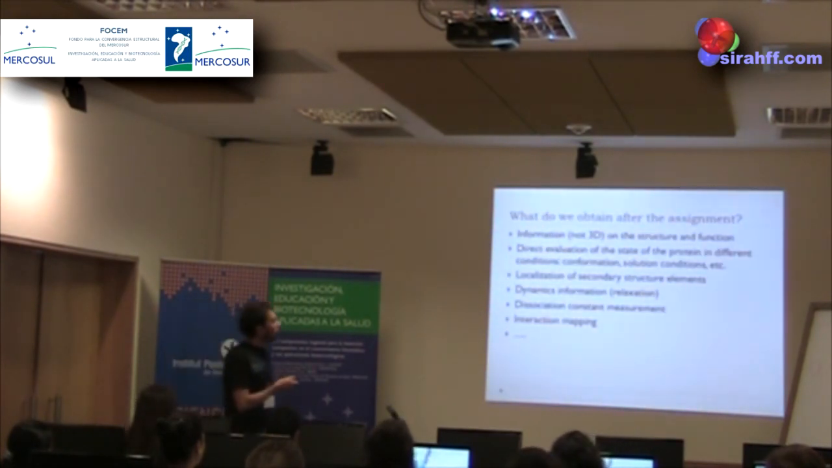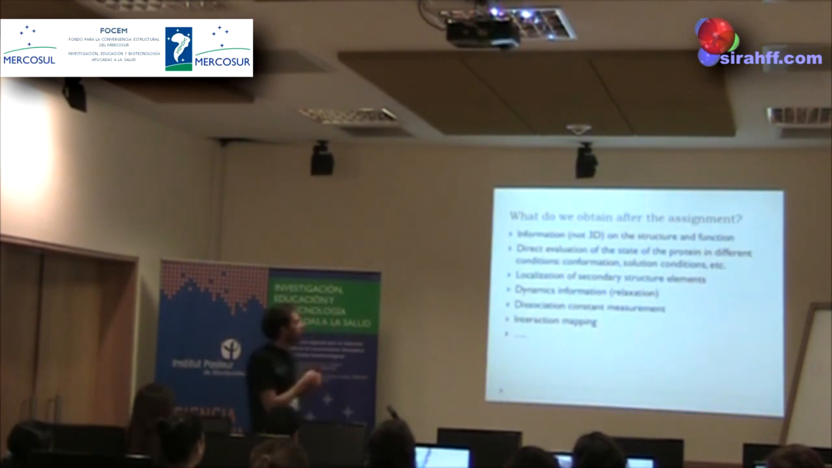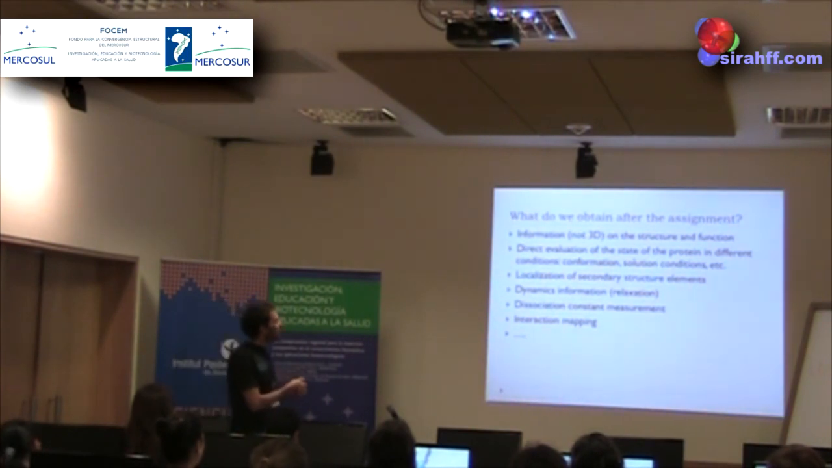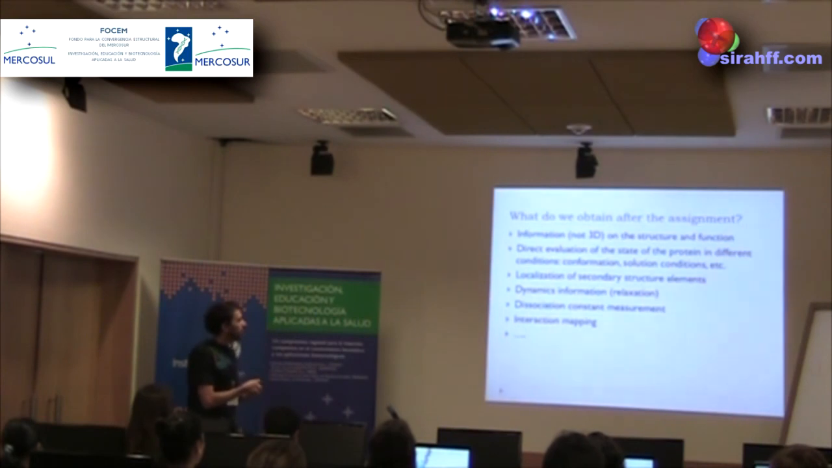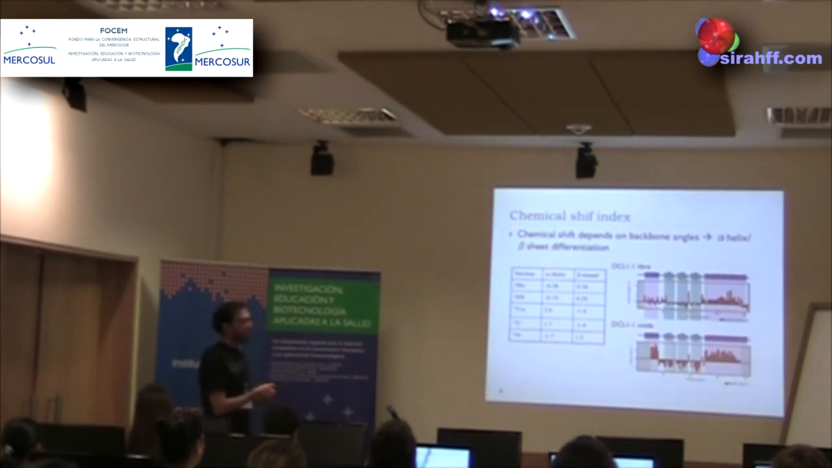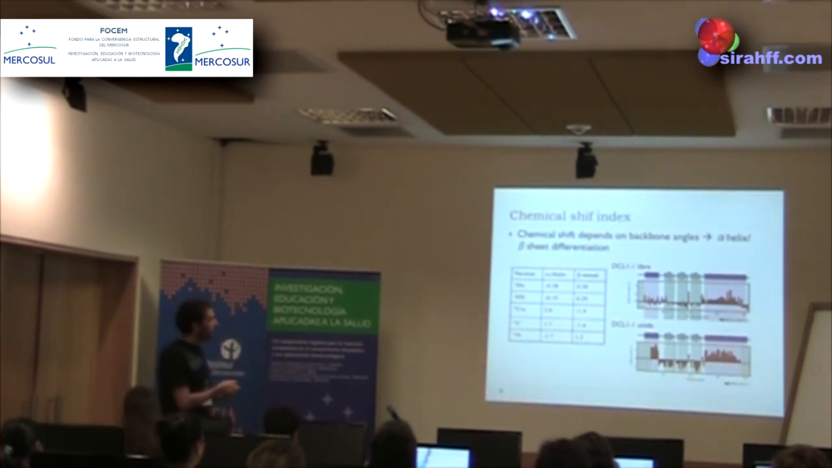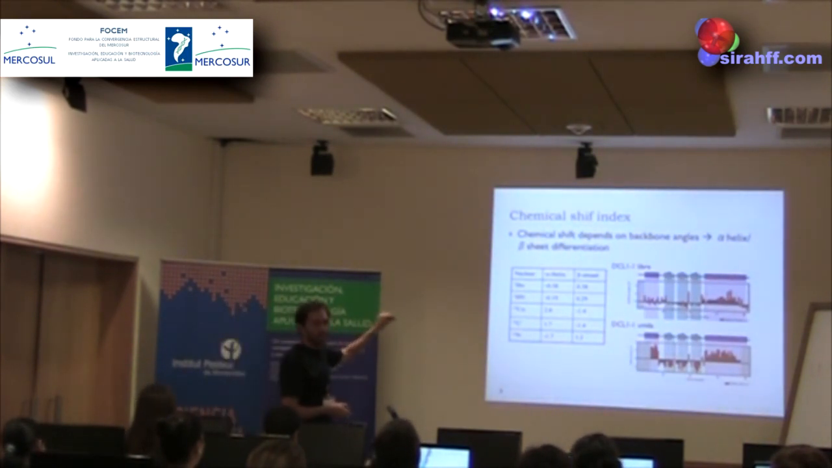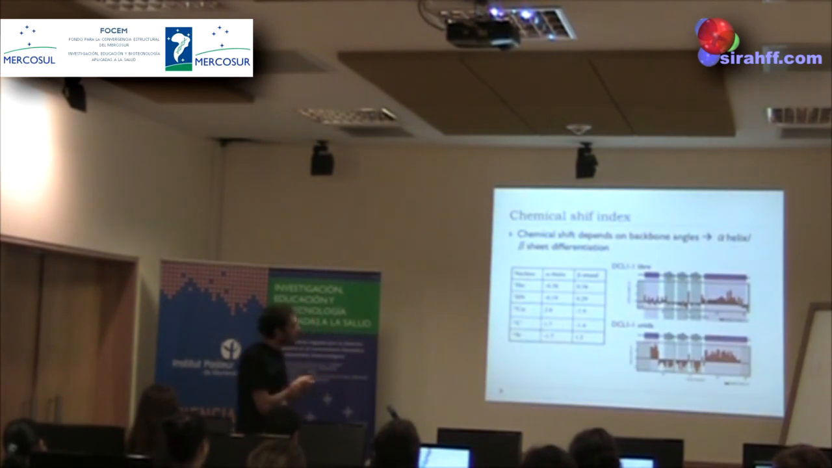So what information do we have after we get the assignment? We have information on the structure and function. We can evaluate directly the state of the protein in different conditions and specifically. We can localize secondary structure elements. We have dynamics information. We can measure dissociation constants, do interaction mappings, and many, many others. This is something that we hope we'll talk about in more detail. But the chemical shifts alone give information on backbone angles.